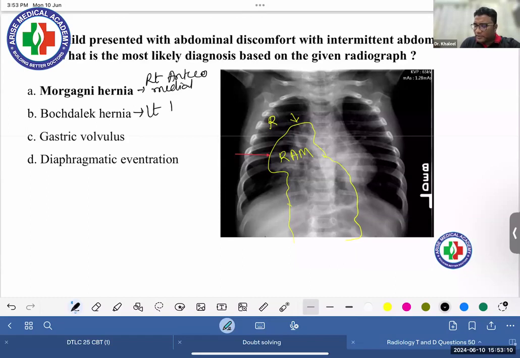Bochdalek is left posterolateral, and this is the most common, I agree, but this is on the left side. If you see bowel loops in the left hemithorax on the left posterolateral side, that would be congenital diaphragmatic hernia, Bochdalek hernia. But here this is Morgagni's hernia.